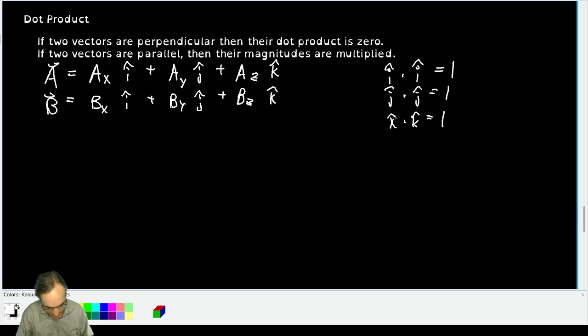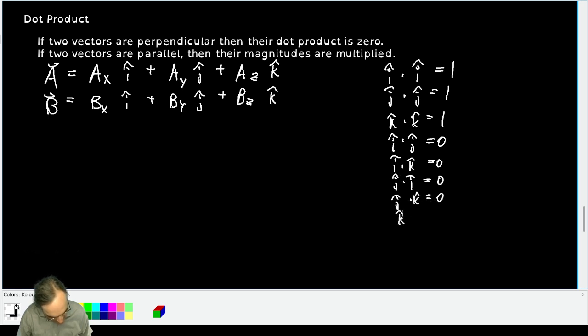If we take I hat dot J hat, though, we get 0. Why? Because they're at right angles to each other, so they will multiply together to nothing. I dot K, also nothing. If we keep going with this, J dot I is nothing. J hat dot K hat is nothing. K hat dot I hat is nothing, and K hat dot J hat is nothing. So there are 6 cases that lead to 0 and 3 cases that do not.